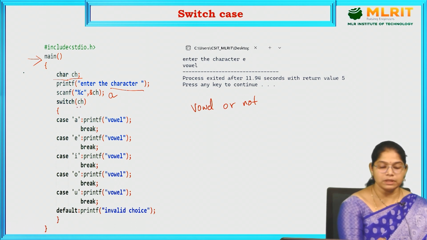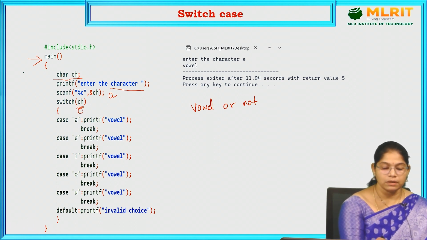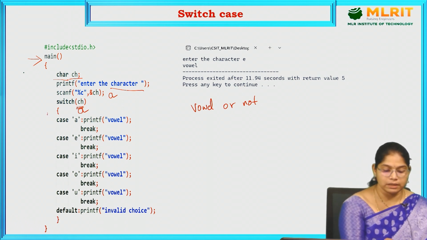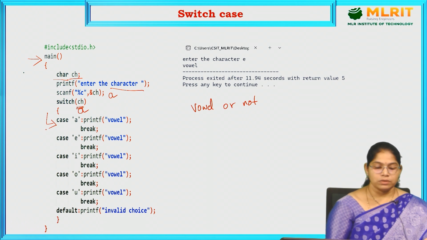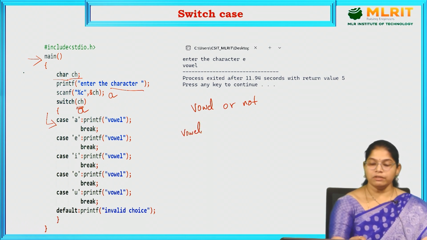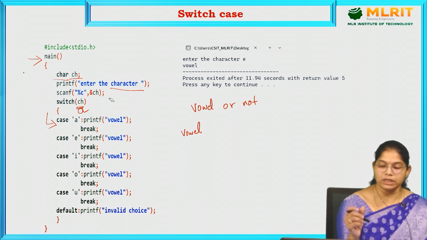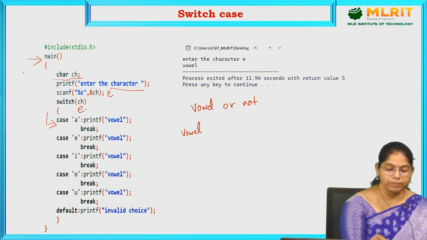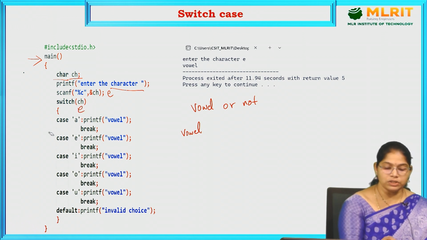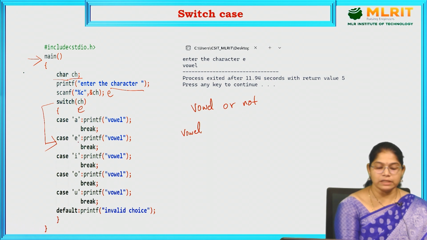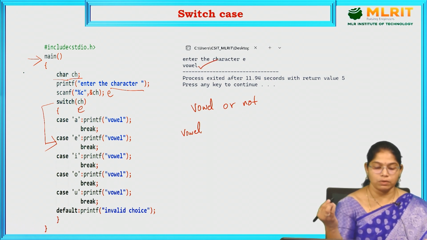So here what is the ch value? Ch value is A. Is there any case that matches with this? Yes, here we have A. So on the console window, it prints vowel. If you see the output, here I gave the ch value as E. Now what is ch? It is E. So the control checks the cases which match that switch. So here we have case E, it prints vowel on the console window.